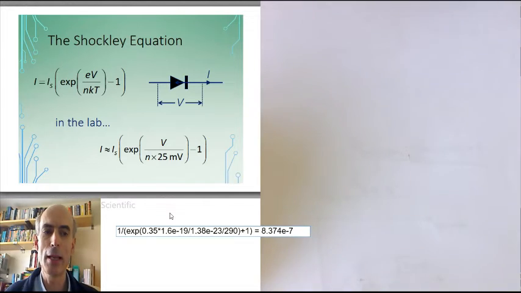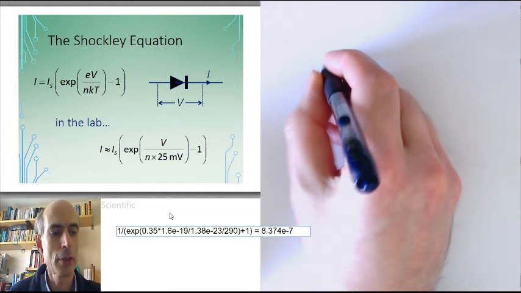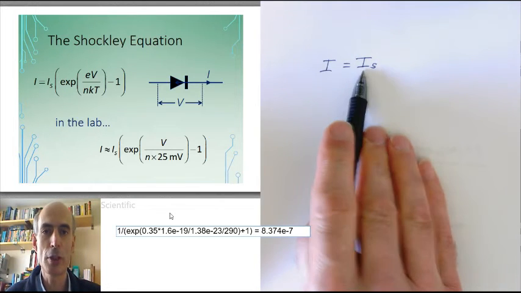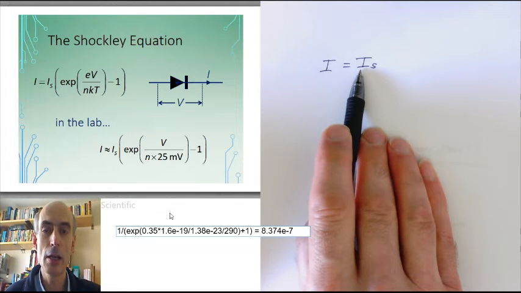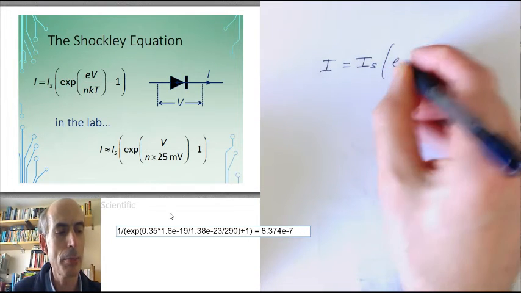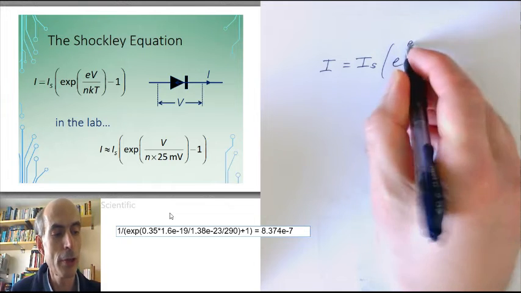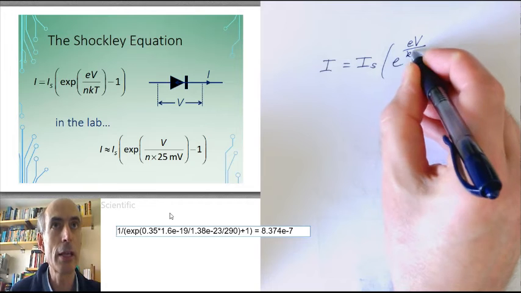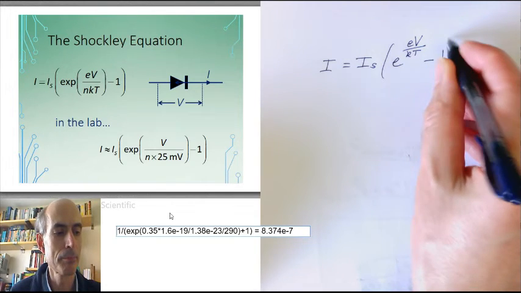A more careful analysis leads to the Shockley equation, which is the general equation for a diode which relates the current flowing through it to the voltage across it. And this is it. The current through the diode is this saturation current, which is the current that flows when the reverse voltage is across the diode, times e to the power of the charge on an electron times the voltage across the diode over kT, minus 1.